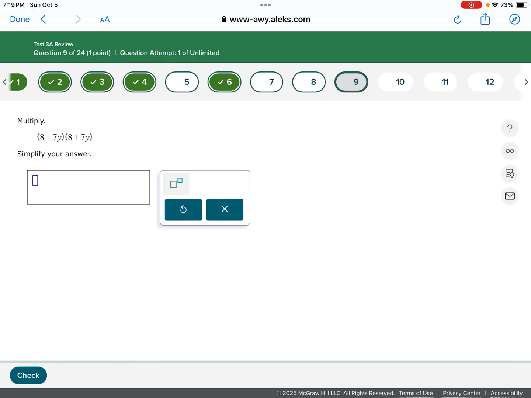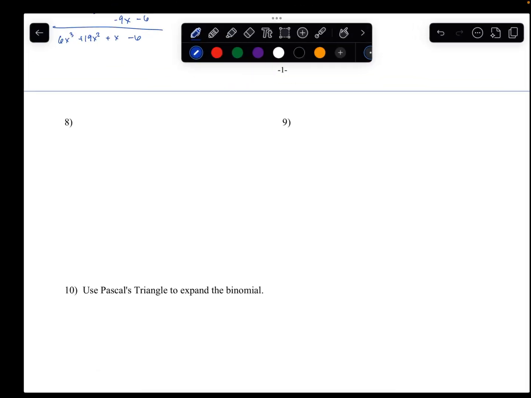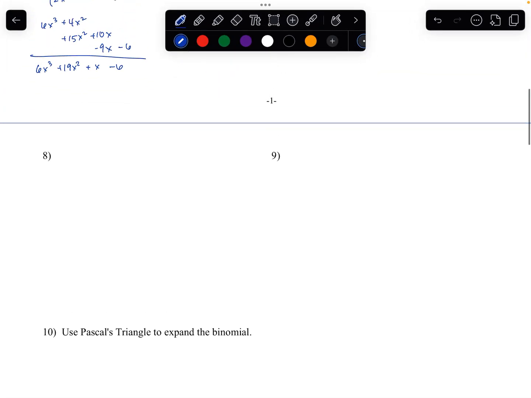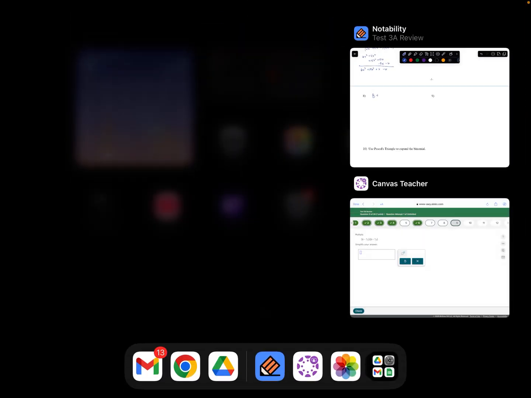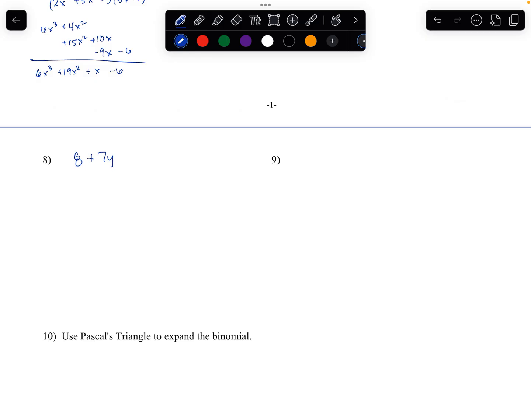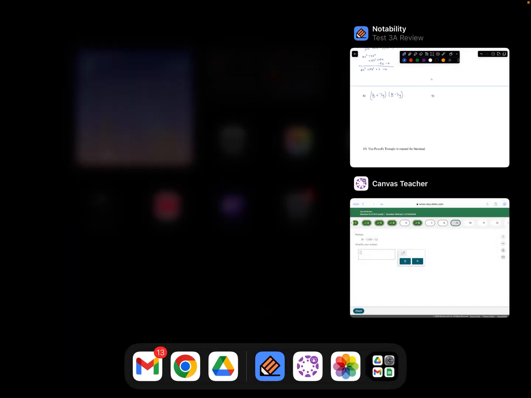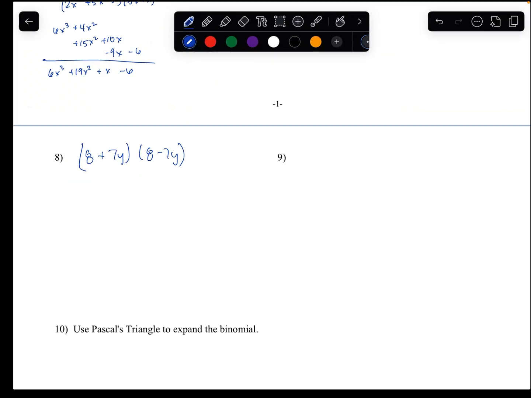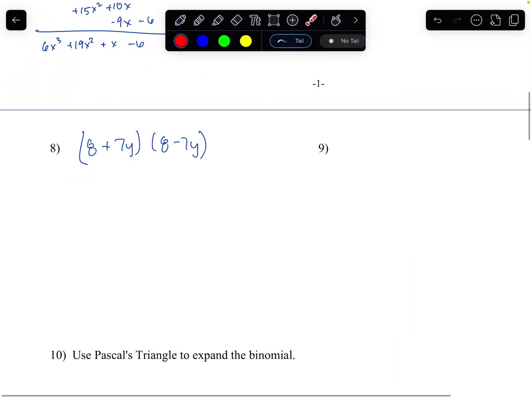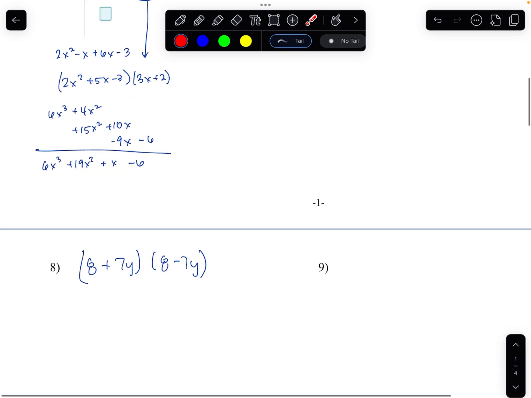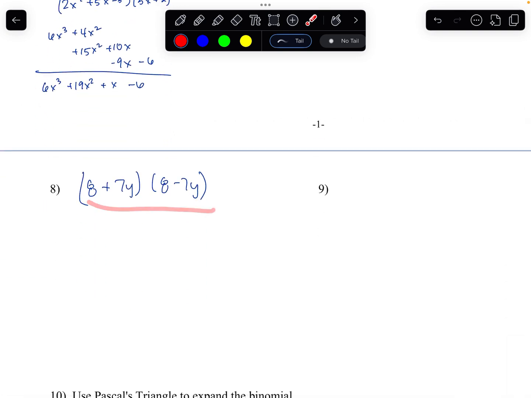So 8 minus 7y, 8 plus 7y. So I'll do that here. So 8 plus, was it 7 or 9? 8 plus 7y, and then 8 minus 7y. So we're going to multiply these together. It doesn't really matter which way you write them. So when I multiply these together, you can do it the same way that we did it up here. But if you also recognize the pattern, you can always go for the pattern.